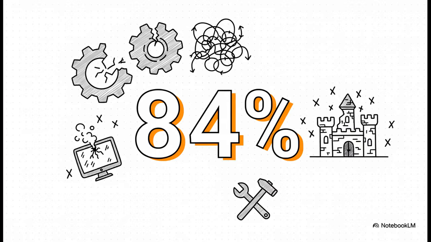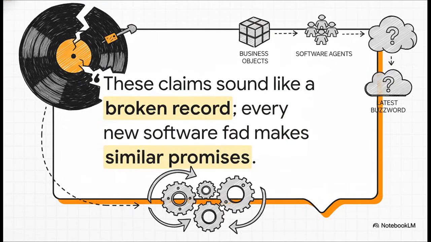Take a look at this number for a second, 84%. According to industry analysis, that's how many software projects are considered, well, unsuccessful. That's a huge number, and it points to a really deep systemic problem that you just can't fix by jumping on the next shiny new technology. And this quote just hits the nail on the head.